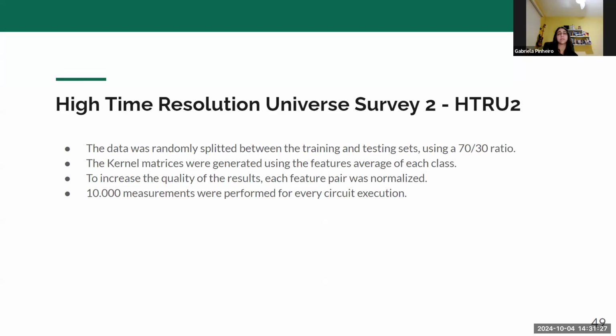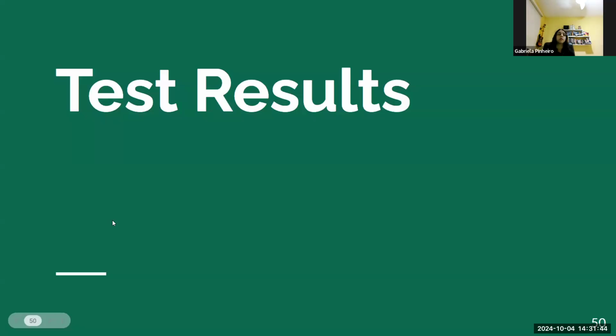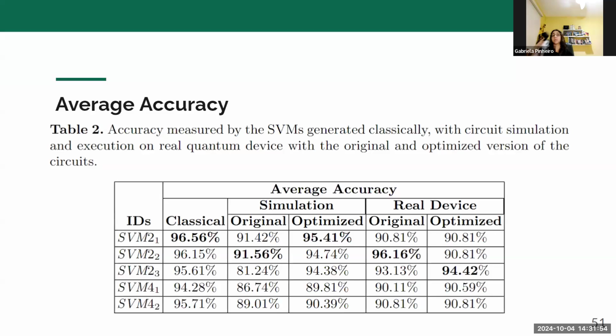The training and test process was basically the same as the previous case, with the difference that the data was randomly split in a 30-70 ratio into training and test sets. We're also using 10,000 measurements per execution. So we go into the results from those cases, where we compare the classical SVM with the SVMs from the original and optimized circuits.